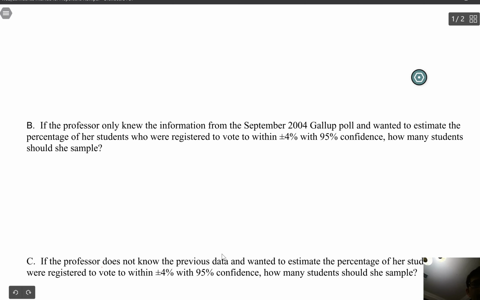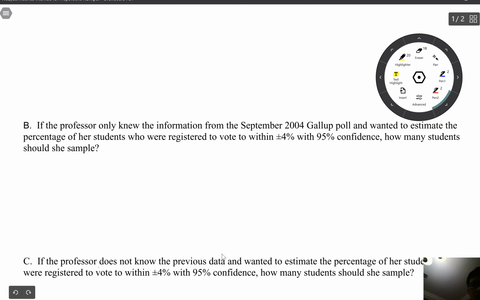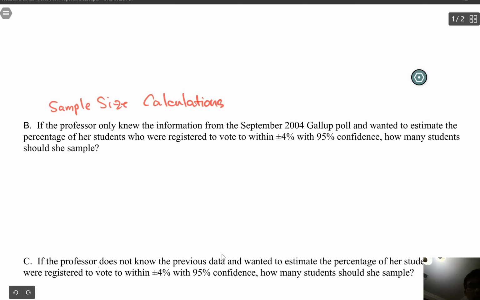Sample size calculations. Okay, so if the professor only knew the information from the September 2004 poll and wanted to estimate the percentage of students who were registered to vote within plus minus 4% and with 95% confidence, how many students should she sample? Okay, so this is asking how many students, meaning what is the sample size? That's the question right here.